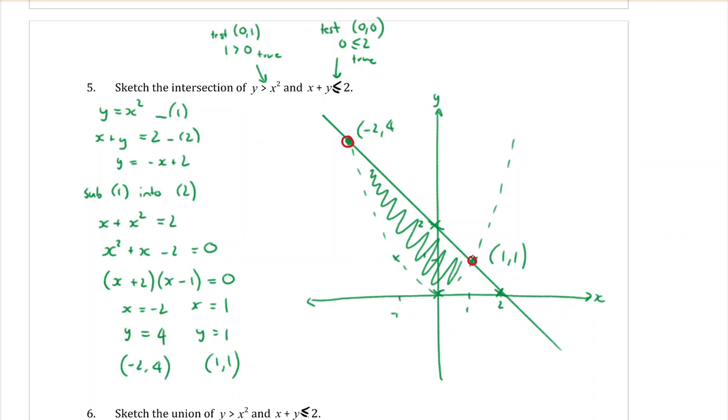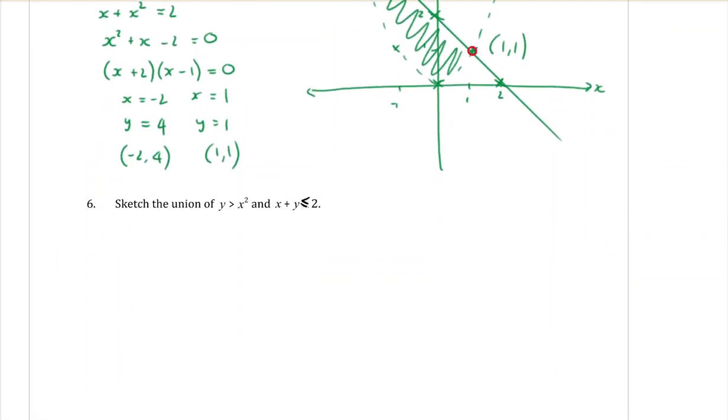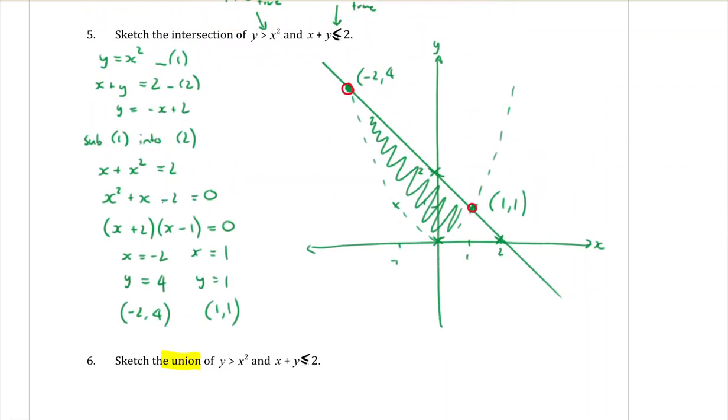If they were both just greater than or less than signs, they would still be open circles. Okay? All right. Now, there's a couple of questions in your textbook that are going to talk about finding the union. So see here, sketch the union of. And we're talking about those probability words again, where union means or, and intersection.